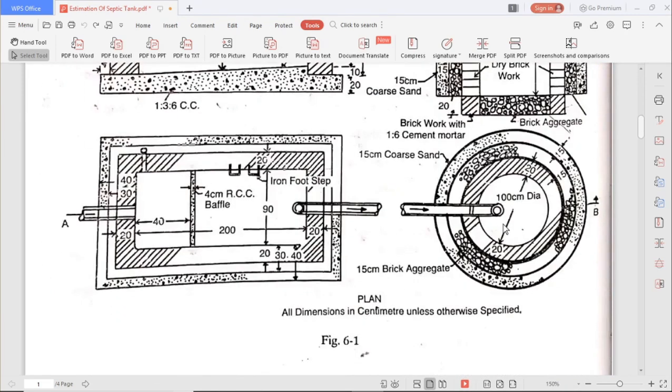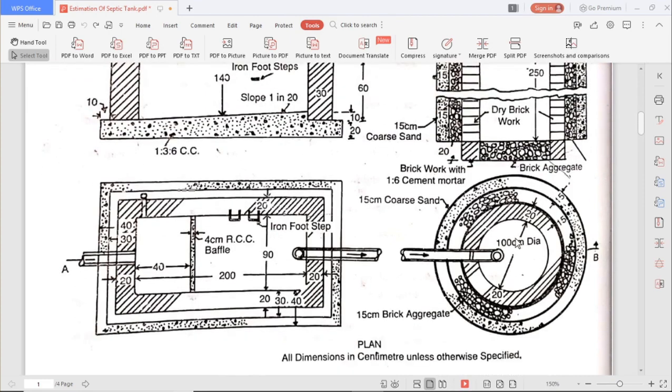Then in the plan you can see correctly that the full diameter will be 100 plus 20 plus 15 plus 15. So this is 15 centimeter brick aggregate and 15 centimeter coarse sand. This is the outer coarse sand, and inside it is brick aggregate.